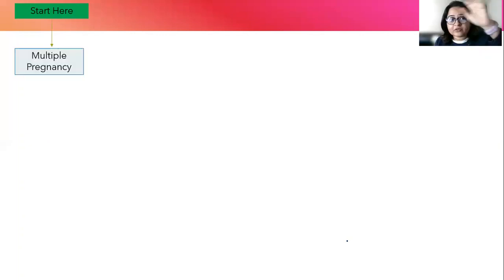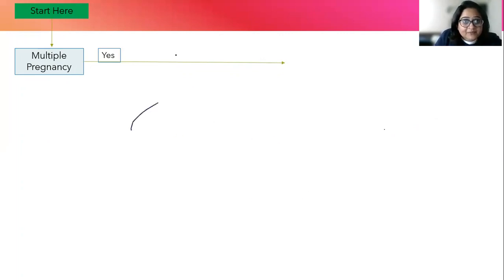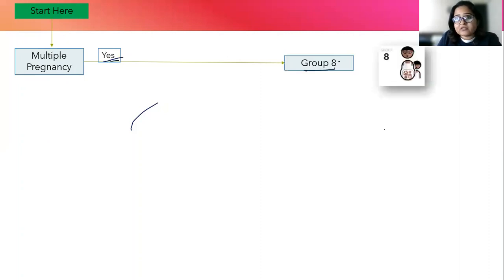But you should remember how the flowchart goes. What do you need to look for first? The first thing you need to look for is whether she is a multiple pregnancy. If she's a multiple pregnancy, she straight away falls into group 8. So a twin pregnancy straight away falls into group 8. Remember this, start with multiple pregnancy, which is group 8.